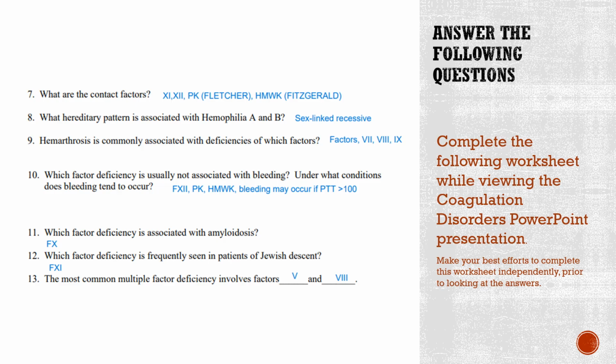Which factor deficiency is associated with amyloidosis? And again, that's factor 10. Which factor deficiency is frequently seen in patients of Jewish descent? That would be factor 11. And then the most common factor deficiency that comes in pairs involves factor 5 and factor 8.